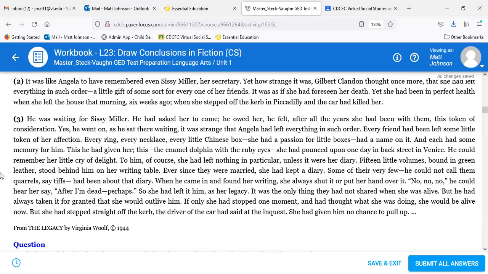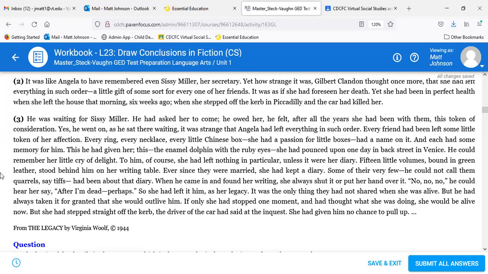This he had given her. This, the enamel dolphin with the ruby eyes, she had pounced upon one day in a back street in Venice. He could remember her little cry of delight to him, of course. She had left nothing in particular, unless it were her diary. Fifteen little volumes bound in green leather stood behind him on her writing table. Ever since they were married, she had kept a diary. Some of their very few, he could not call them quarrels, say tiffs, had been about that diary.